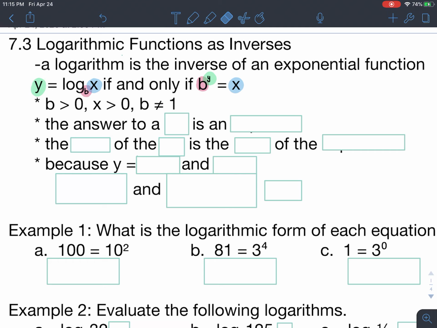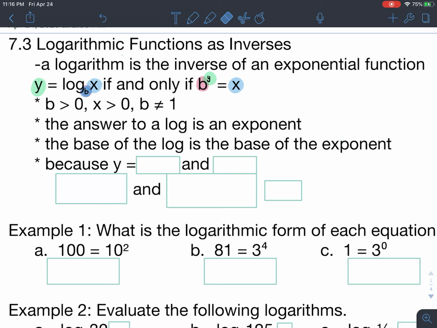The most important thing I want you to know about logarithmic functions is that the answer to a log is an exponent. The base of the log, which is the b, is the same as the base of the exponent. The base of the log is the base of the exponent, so we call them both bases. We call this a base, and we call this a base.